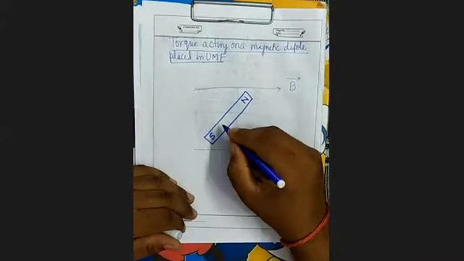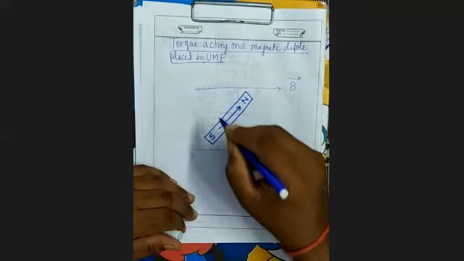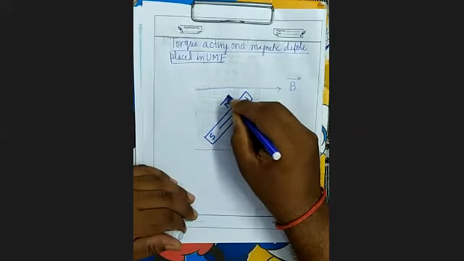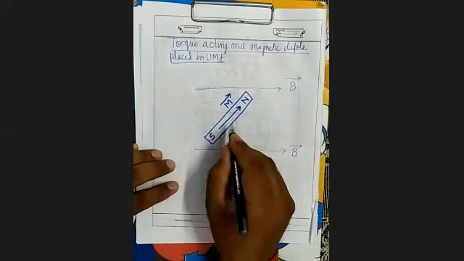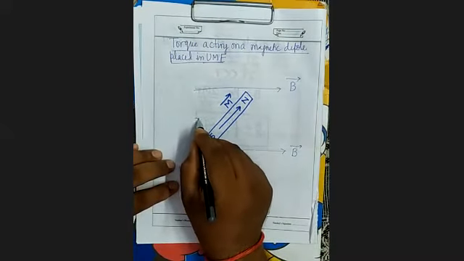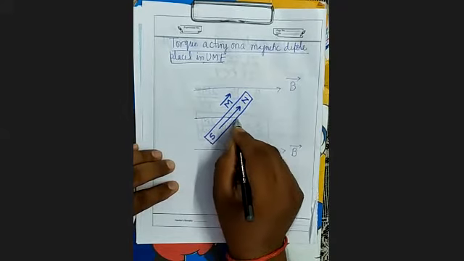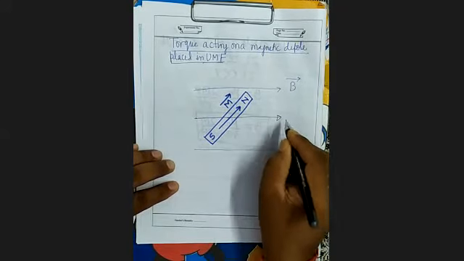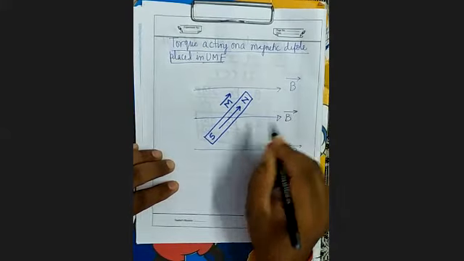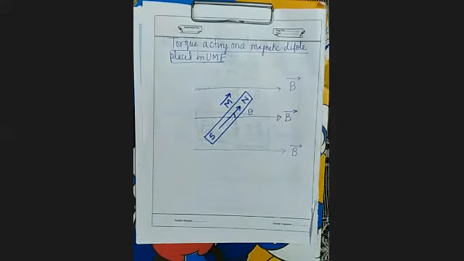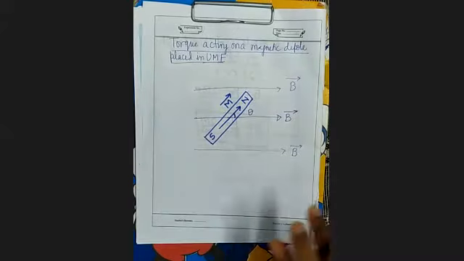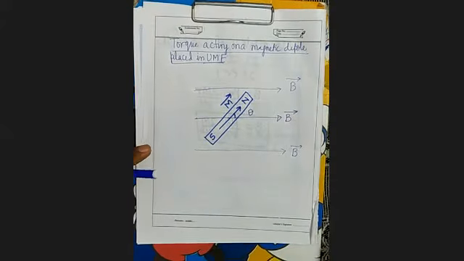What will be the direction of the magnetic moment? You know, the direction of the magnetic moment is always from the south pole to the north pole. This will be the direction of the magnetic moment. Now here, the angle which the magnetic moment vector makes from the direction of the magnetic field is this angle. This angle we have named as theta. Theta is the angle which the magnetic moment vector makes from the direction of the magnetic field vector.